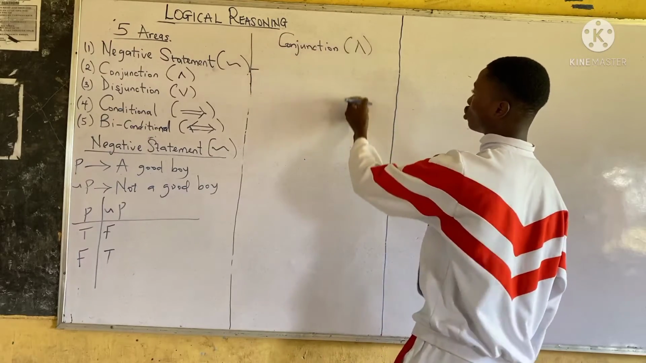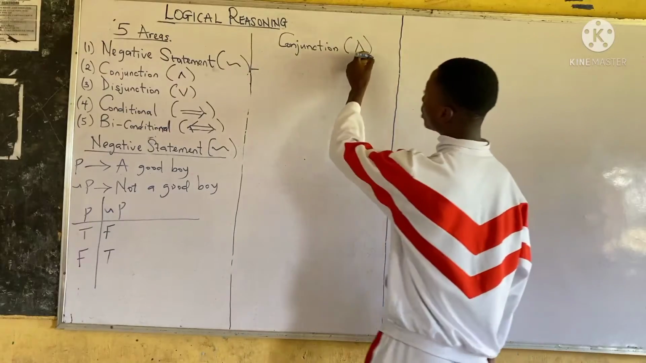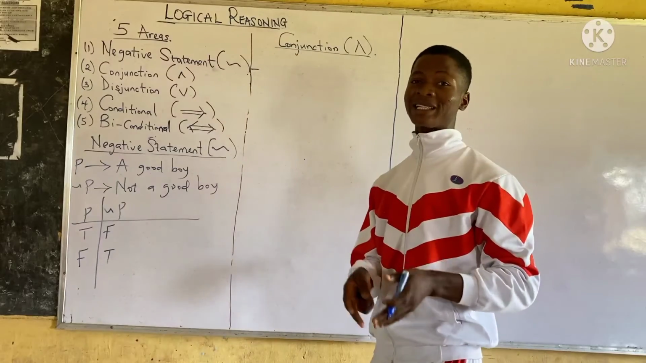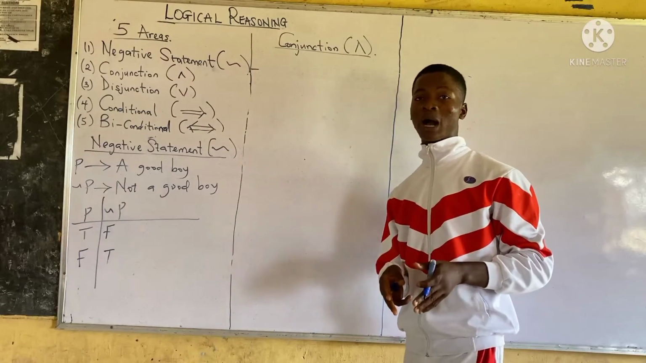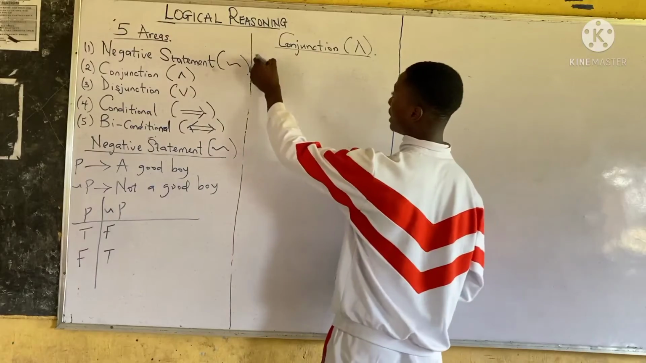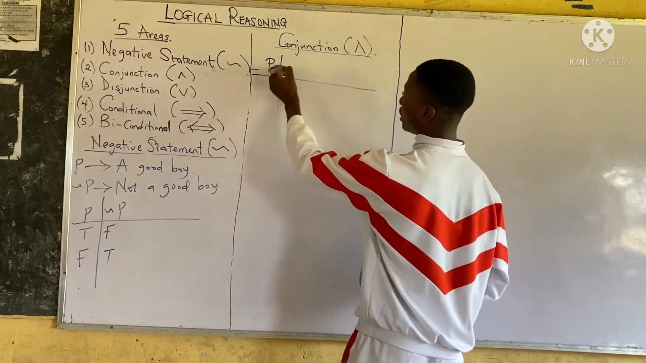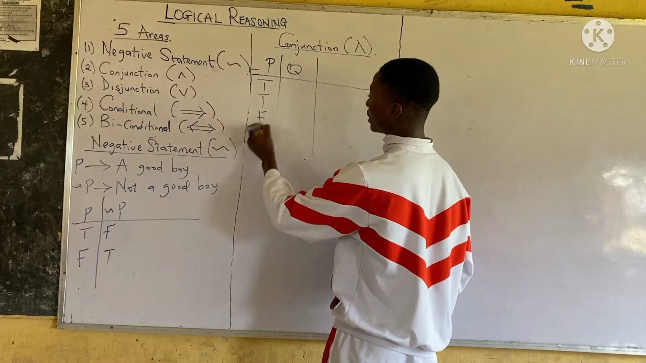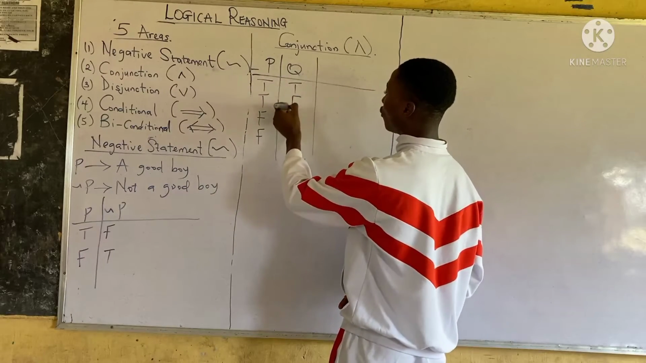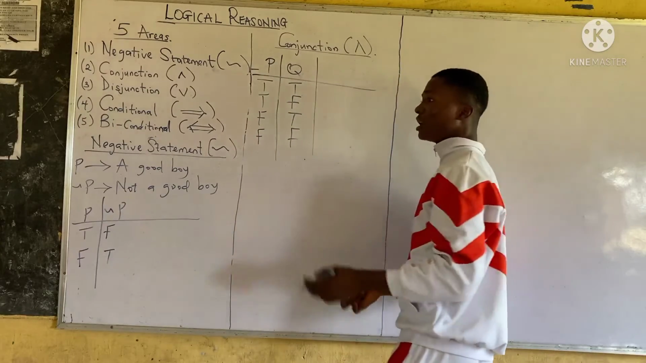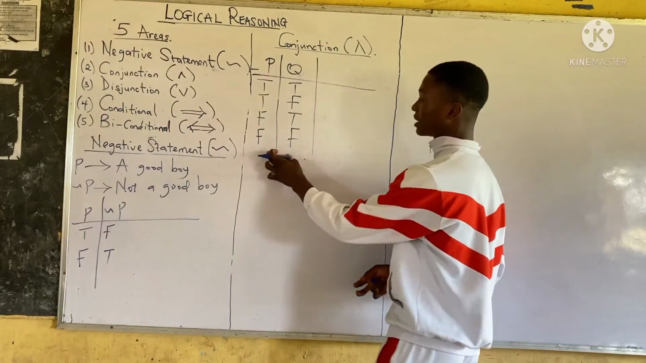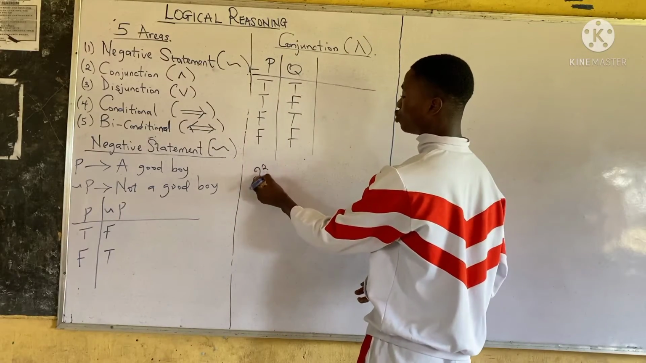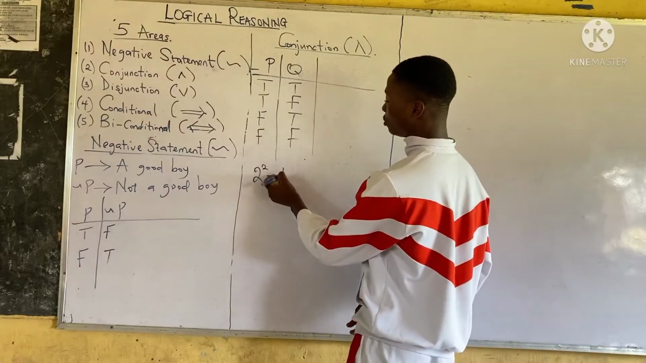Okay, now talking about the conjunction, this is the sign for conjunction. Now, what we need to know about conjunction is that in conjunction, a statement is said to be true when both P and Q are true. Now, let's say we have P and we have Q. Okay? Now, this P we have true, true, false, false. And this Q we have true, false, true, false. I know you guys will be wondering how I come about this. Now let's say we have 2 raised to power 2, which will be equal to 4.